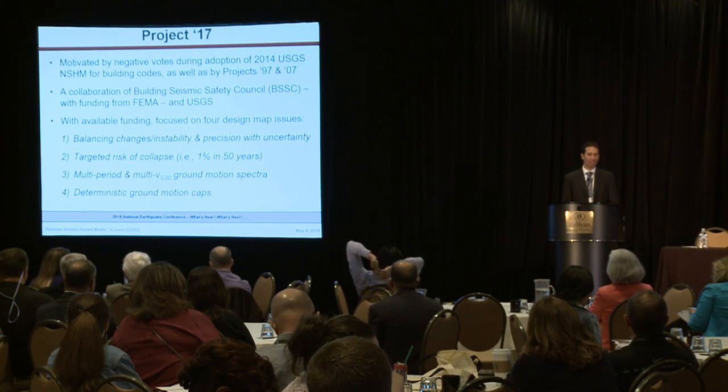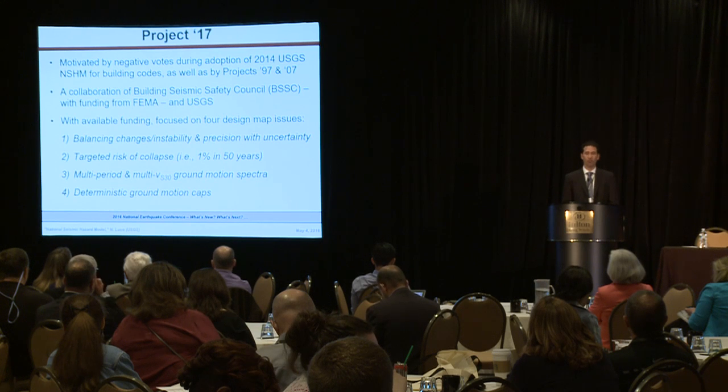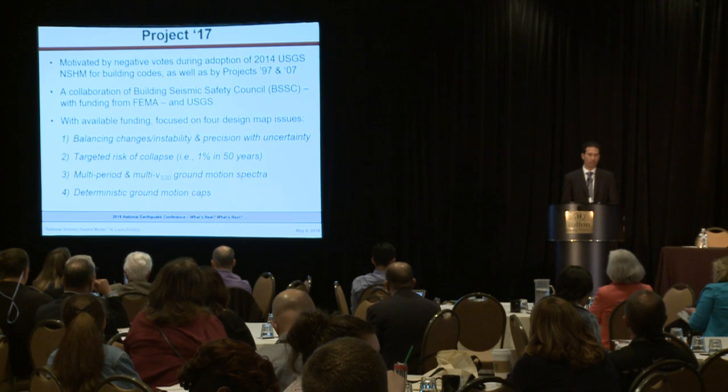The first is balancing changes and instability in the mapped ground motions that are in building codes with the precision with which we use those ground motions, given the uncertainty in hazard modeling, a big issue. There's a targeted risk of collapse. So this now is a 1% in 50-year target risk of collapse, that boring map that I showed. But there are questions about whether that's the appropriate target. That was chosen to be compatible with what we were doing in the code before, as opposed to really a conscious new decision.